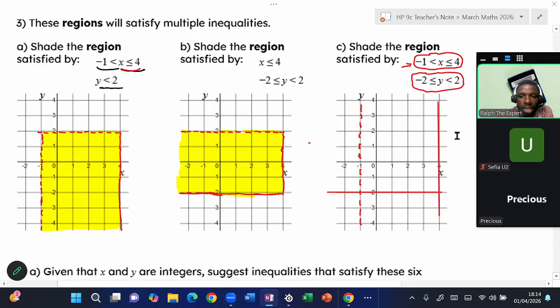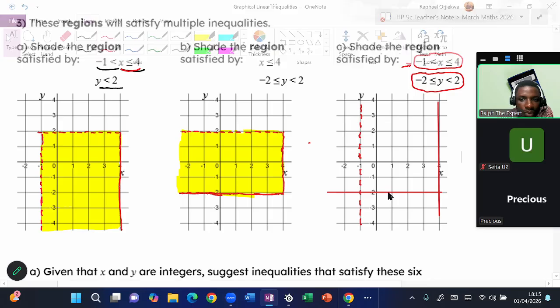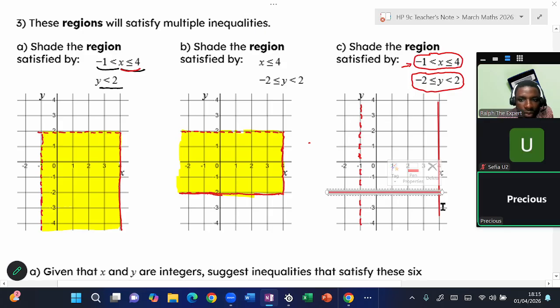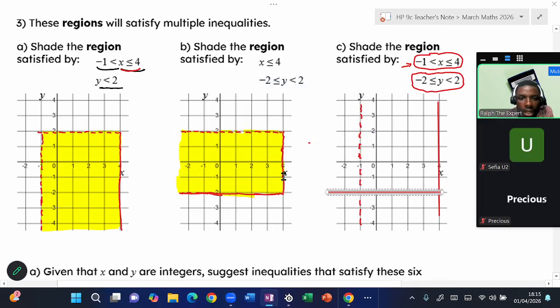All right, then what's the last one? Draw one at y equals 2. What kind of line would that be? A dashed line. Okay, broken lines. I could just draw that manually.